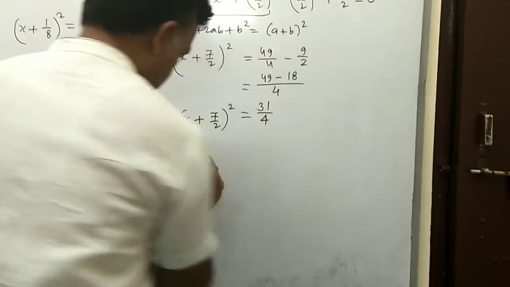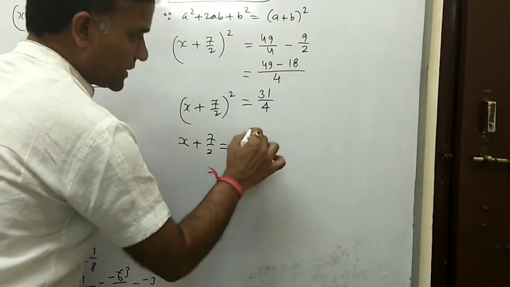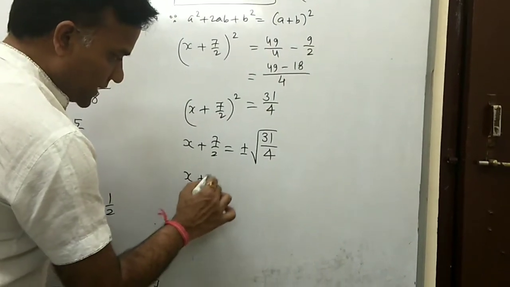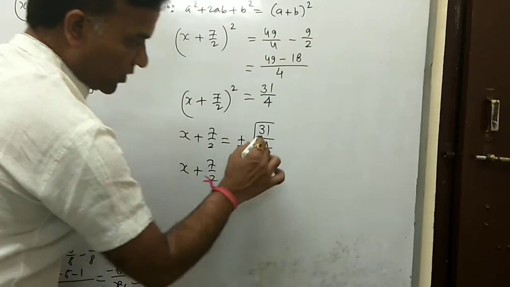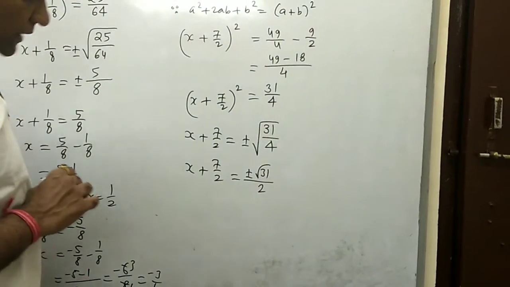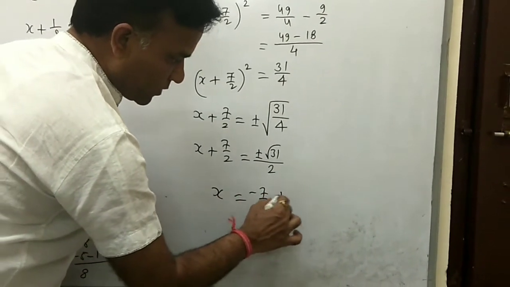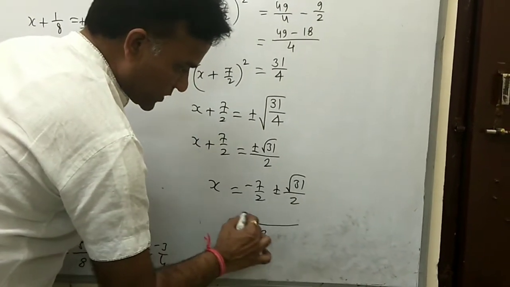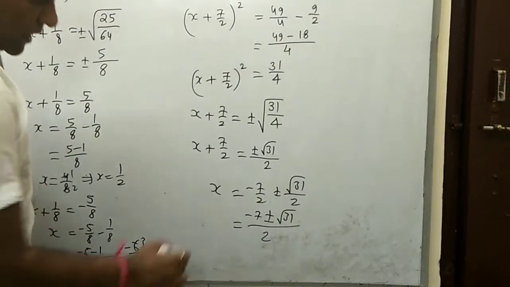So x plus 7 by 2 whole square, and now this square sign you remove here, then x plus 7 by 2 equals plus minus square root of 31 by 4. Okay, so x plus 7 by 2 you put as it is, plus minus root 31, because 31 is not a perfect square, and 4 is a perfect square, that is the perfect square of 2, so you write down 2 here, and then plus 7 by 2 is shifted to the right hand side, then you have minus 7 by 2 plus minus under root 31 by 2, and then the LCM is 2, minus 7 plus minus under root 31 by 2. That is the complete solution.